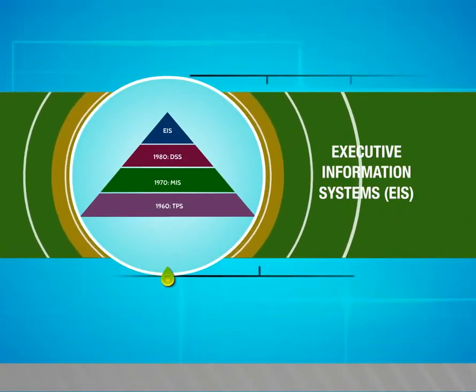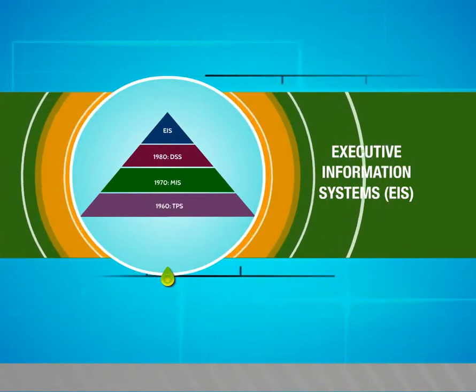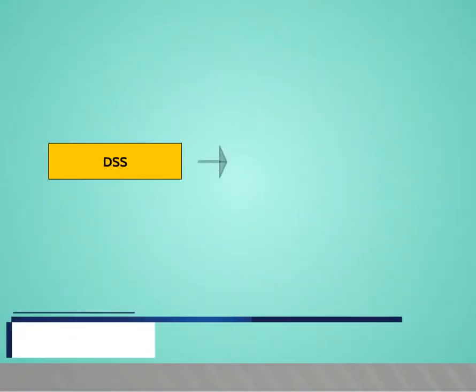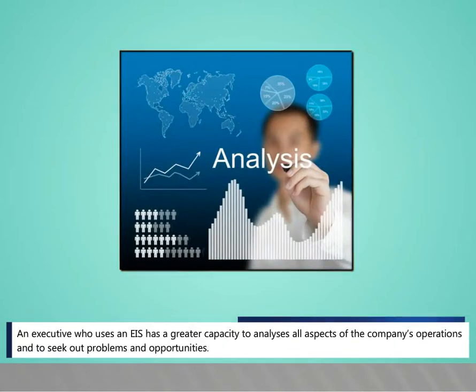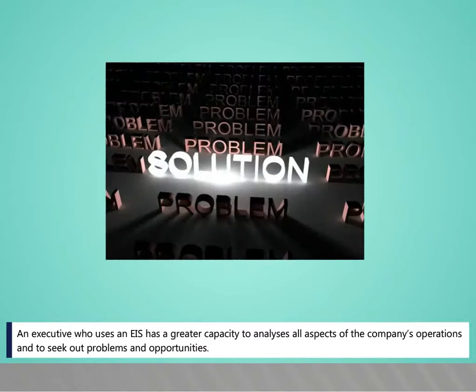Executive Information Systems (EIS). In this video, we are going to see about Executive Information Systems (EIS). DSS mainly support planning tasks, whereas the essential feature of the powerful EIS tool is their support for control activities. An executive who uses an EIS has a greater capacity to analyze all aspects of the company's operations and to seek out problems and opportunities.